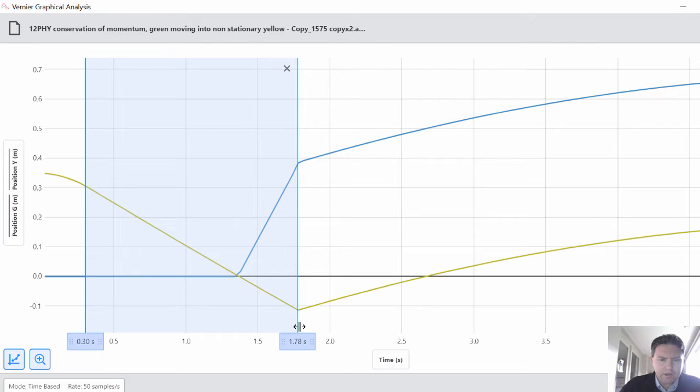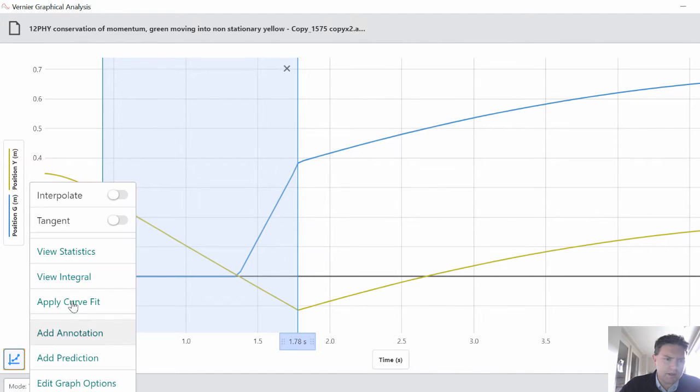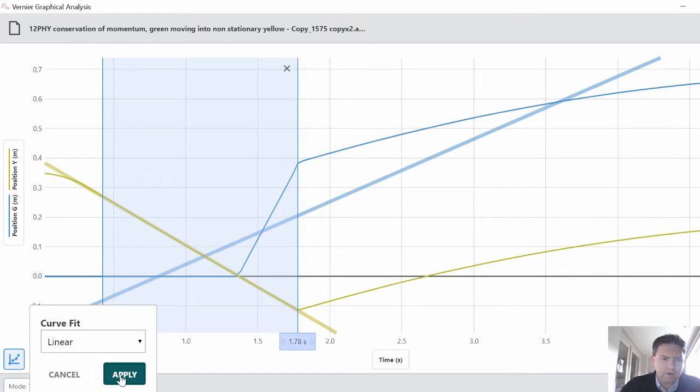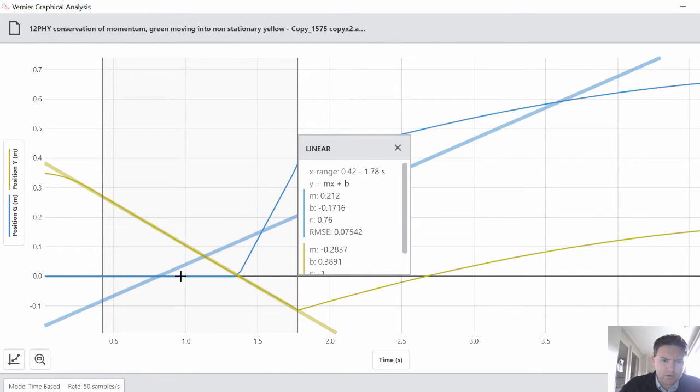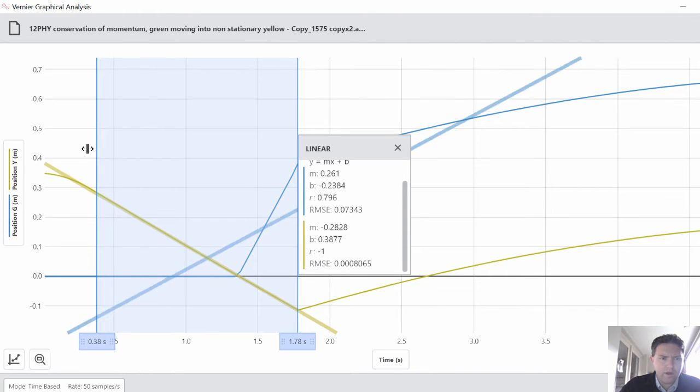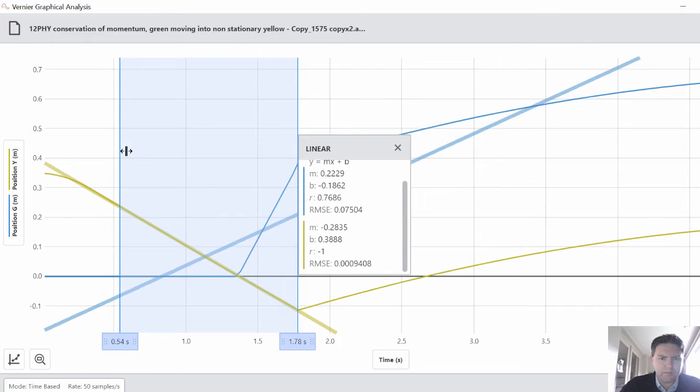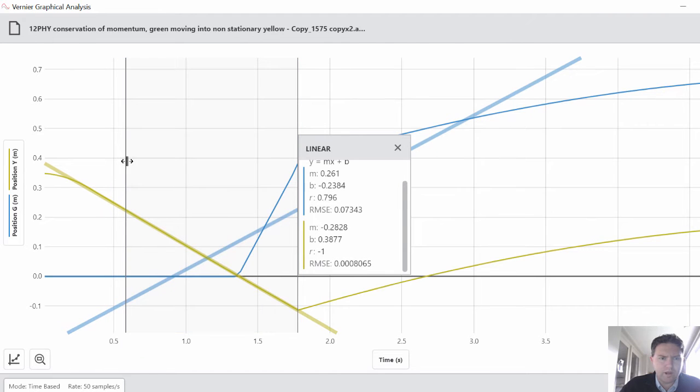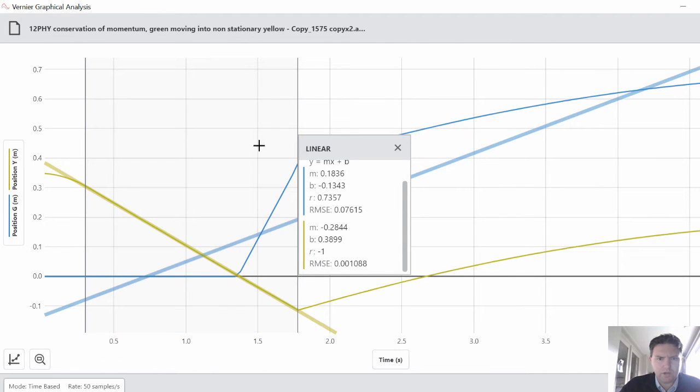And so we can highlight the data that we want to look at, come down to this button here, and go apply curve fit and go linear. Now you'll see that it's got this crazy blue line and a nice yellow line. And you'll see that it has the gradient 0.2837, and you can see that I can move where I'm measuring. Basically that 0.28 number doesn't change because it's still a straight line.